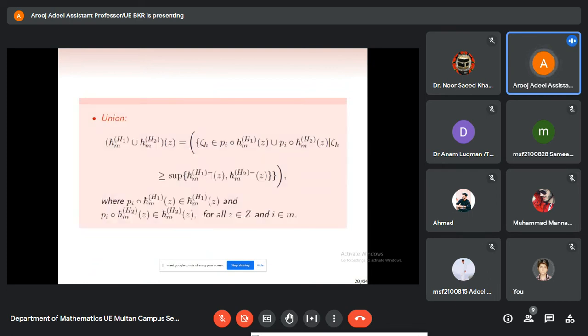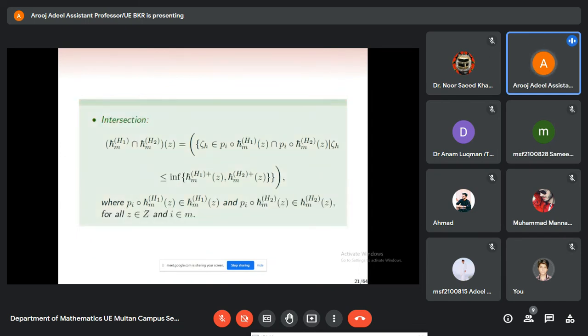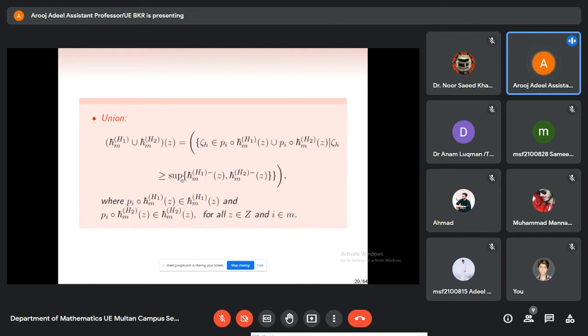Next is the union, which is given in this slide. And the next one is the intersection. It is given in this slide that we can find the intersection by taking the highest membership values. After taking the highest pair membership values from this tuple, we take its infimum. Similarly, we can find its union in the case of supremum.